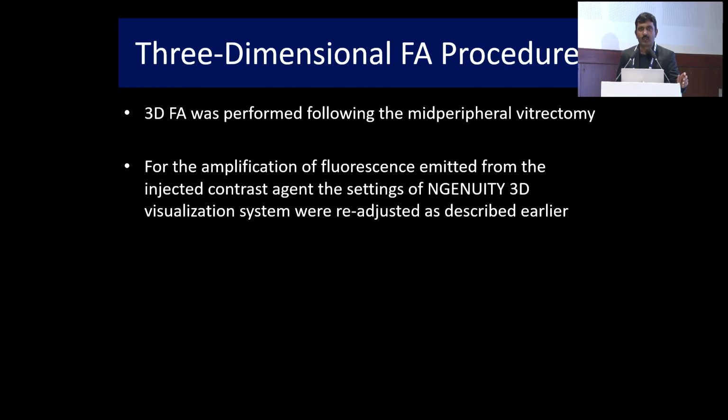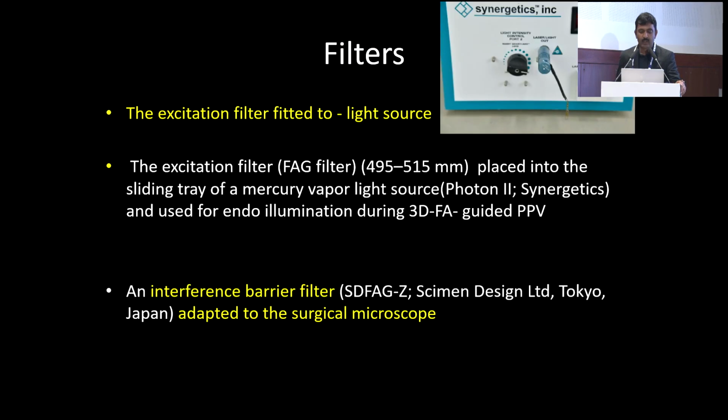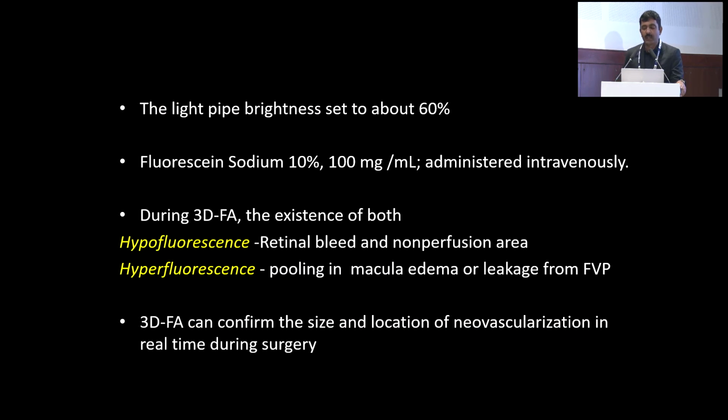3D FA is performed after a mid-peripheral vitrectomy for the amplification of fluorescence emitted from the injected contrast, and the settings of the engine unit are adjusted as shown previously. Basically, you need an excitation filter and a barrier filter. The excitation filter can be fitted to the light source as shown here. There will be a tray or a slide in the Synergetic light system which can be used as an excitation filter. The interference filter can be fitted into the microscope, but the light pipe brightness should be reduced to about 60%, and you can inject intravenous fluorescein.